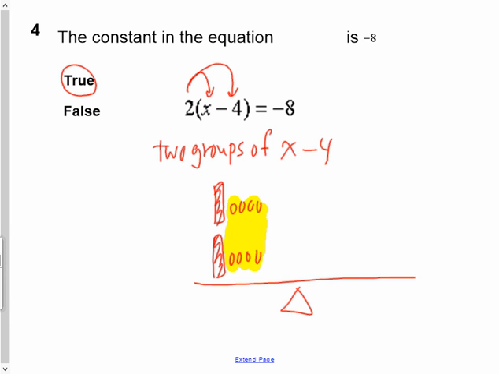Another way you could have done it is expanded using distributive property. 2x's is 2x, and 2 -4's is -8, and if you expanded it using distributive property, you would also see that your constant is -8. Because you don't have one -4, you have 2 -4's as a constant.